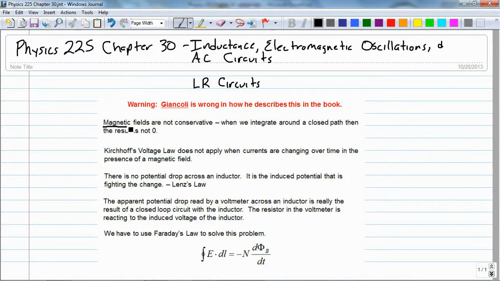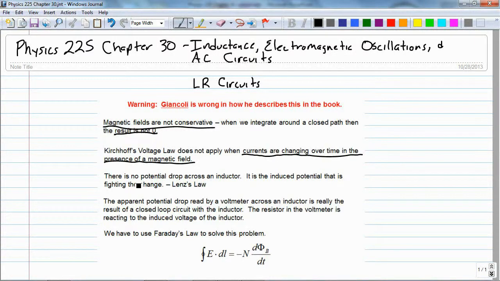First, magnetic fields are not conservative. So when we integrate around a closed path, the result is not zero, like we would have with a conservative force or field. Second, Kirchhoff's voltage law does not apply to currents changing over time in the presence of a magnetic field.